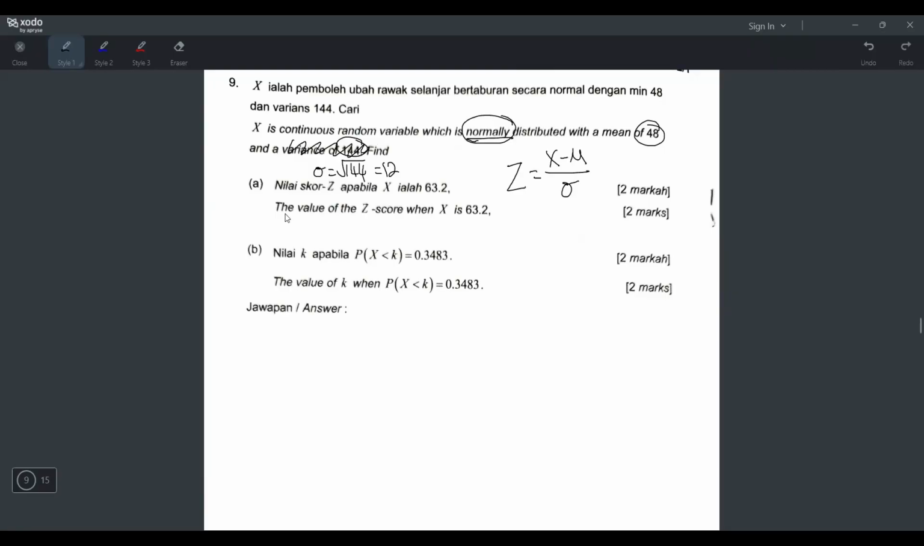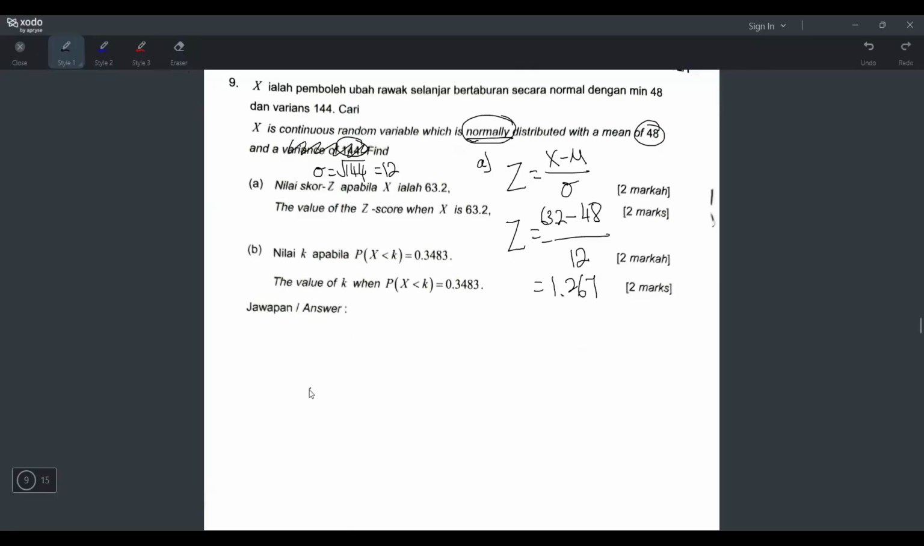So now A says what? Find the value of Z score when X is 63.2. Easy, just use this formula. So Z equals X minus mean 48 over standard deviation 12, and the 63.2 is the X. So now you can find your Z. Your Z score will be 63.2 minus 48, press calculator, and then answer divide 12. Okay, 1.267. I will write in 3 decimal places.